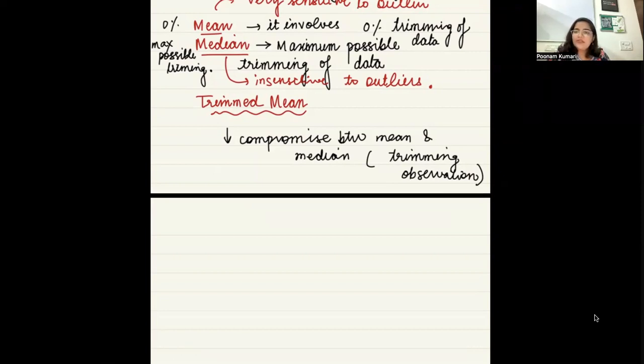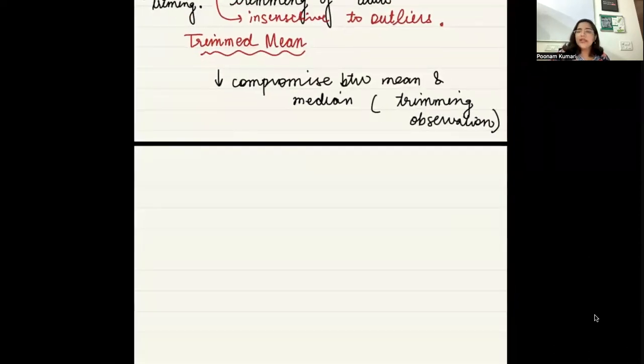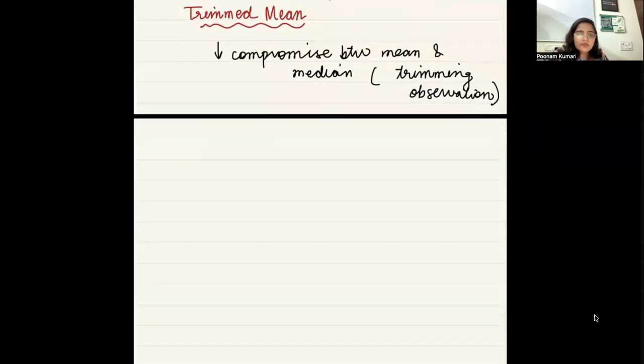Is the objective clear why we are talking about trimmed mean? Because we want some middle ground between mean and median. Usually, if somebody gives you a trimming of 5% to 25%, that is a good enough measure of the center of the data. Ma'am, what does middle ground mean?